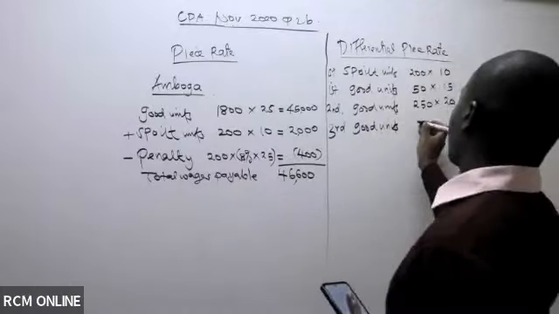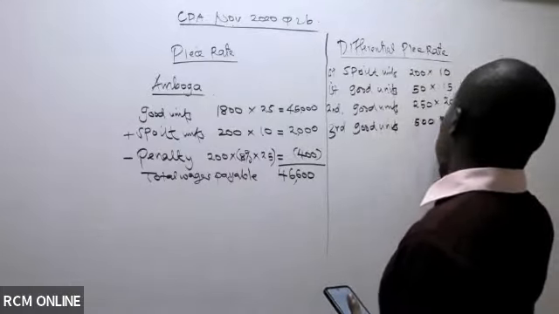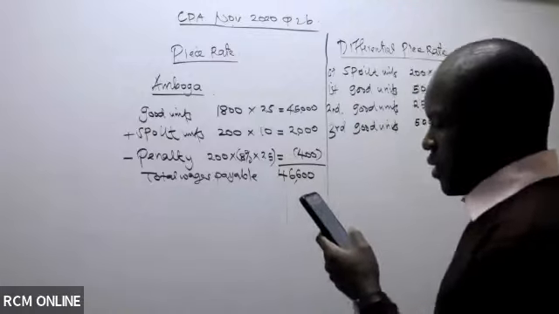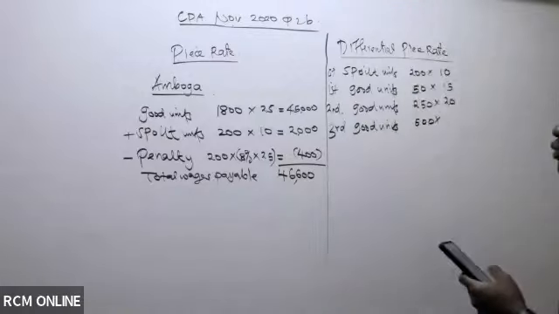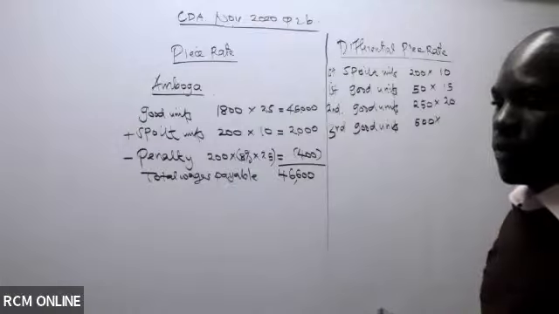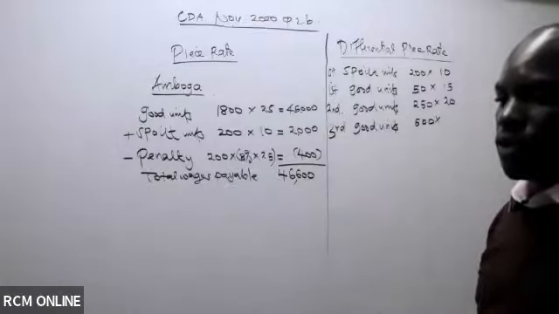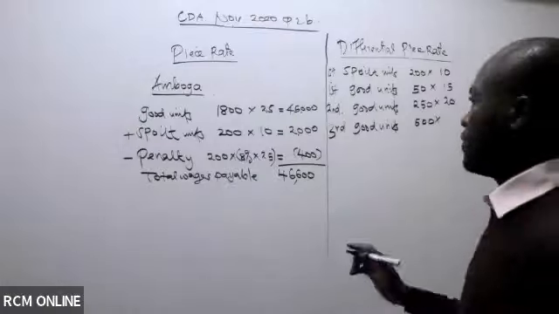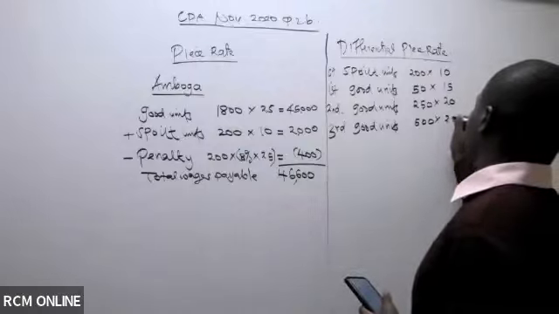We have 500, right? So the 500 units will be paid for at what rate? 25 shillings, right?